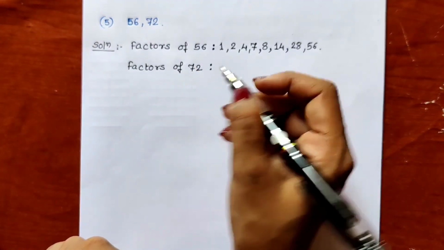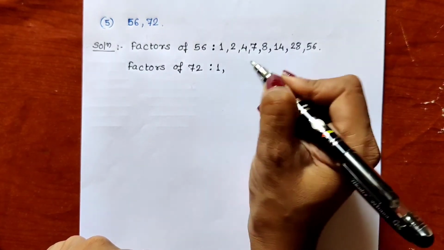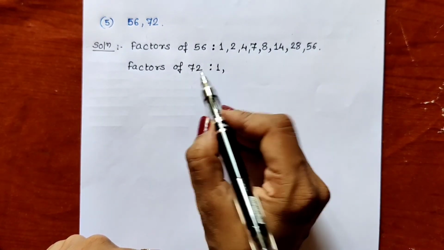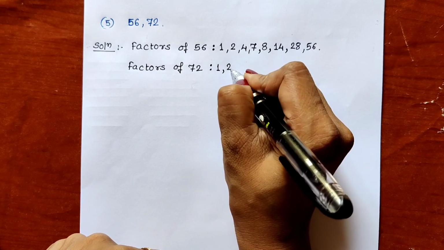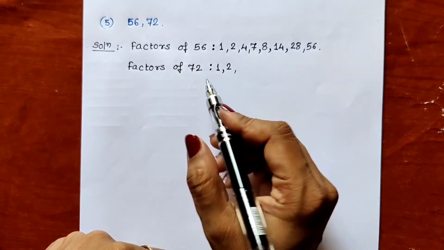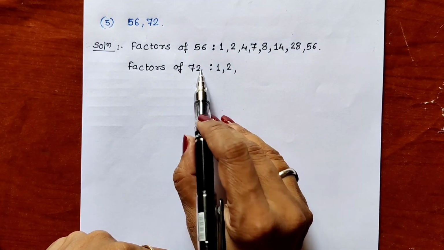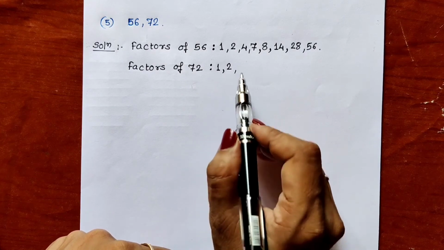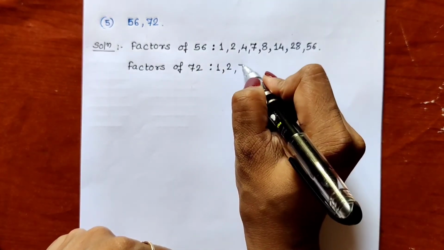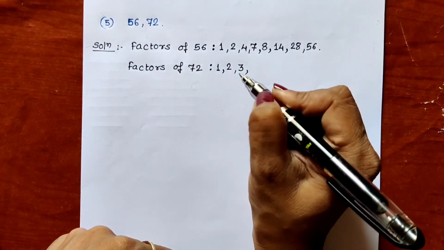Now write the factors of 72. It is divisible by 1. As 2 is in the unit place, it is divisible by 2. Let us check the addition. 7 plus 2 is 9. 9 is divisible by 3. That means 72 is also divisible by 3.